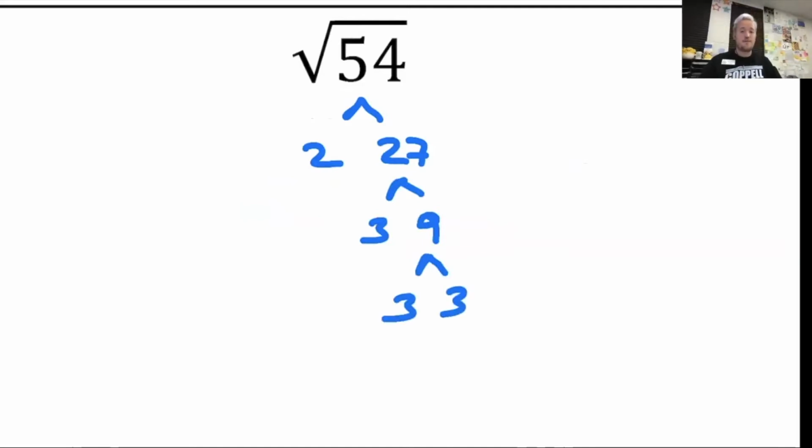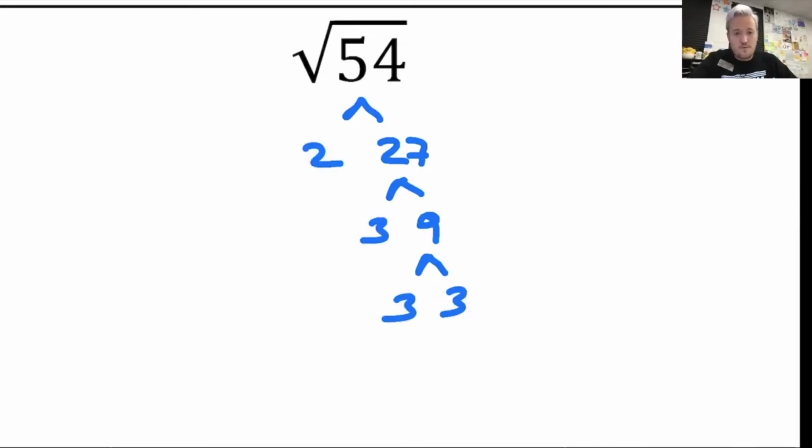Now, one thing to keep in mind, for the factors of 54, I used 2 and 27, but you could easily use, say, 9 and 6, or whatever other values you can find. Your factor tree may look different than mine, and that's fine, because the factors you get at the very end of your factor tree should still be the same. They're just probably going to be in different places, which is okay.